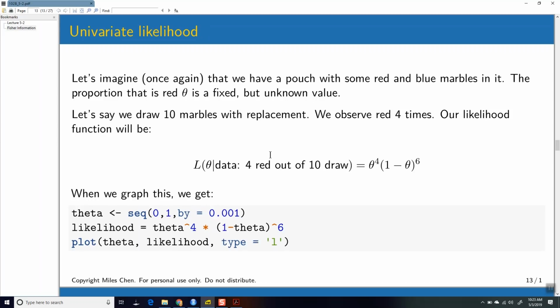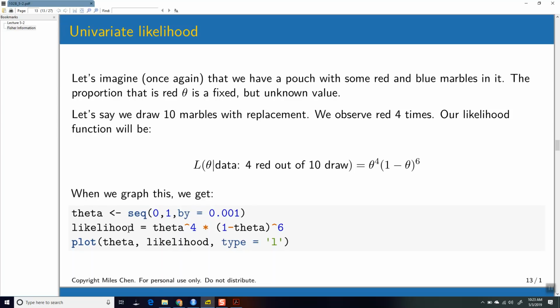So if I draw 10 marbles with replacement and I get 4 red marbles, then our likelihood function is going to look something like this. We multiply the product of each of these probabilities, which is going to be theta raised to the 4th, and then we didn't get red 6 times, so we get 1 minus theta raised to the 6th. So this is our likelihood function based on our data.